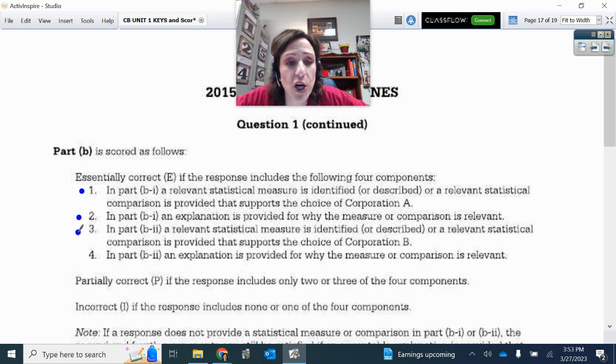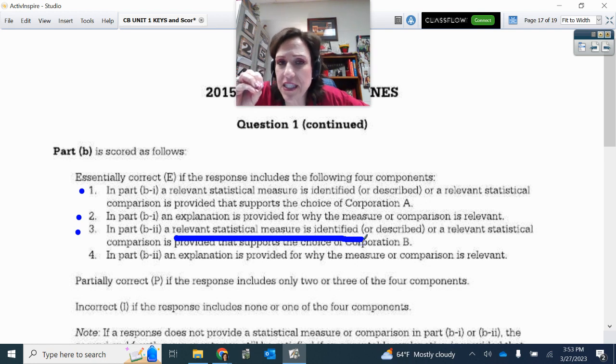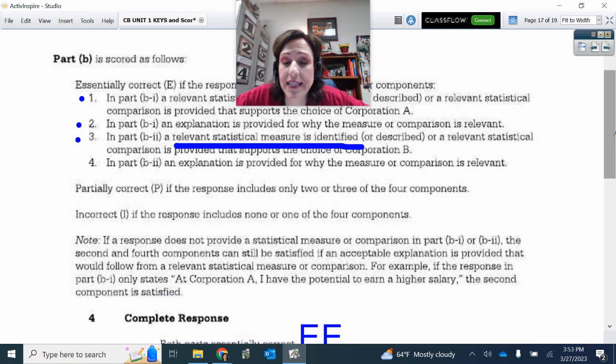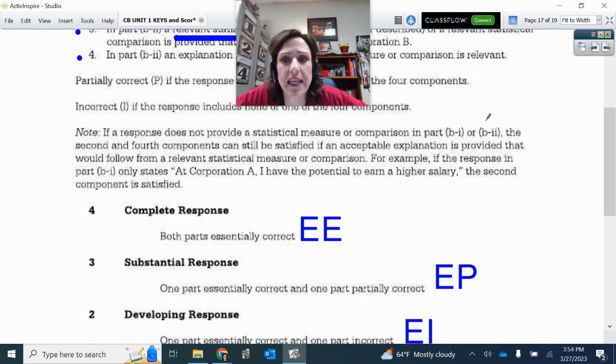And then the same thing for part two, a relevant statistical measure. So something about how 36,000 would have been a lower outlier. So that's a statistical identification of what that box plot is saying about those salaries. How I said how it was more consistent, that kind of thing, and why that is relevant and advantageous for your salary.